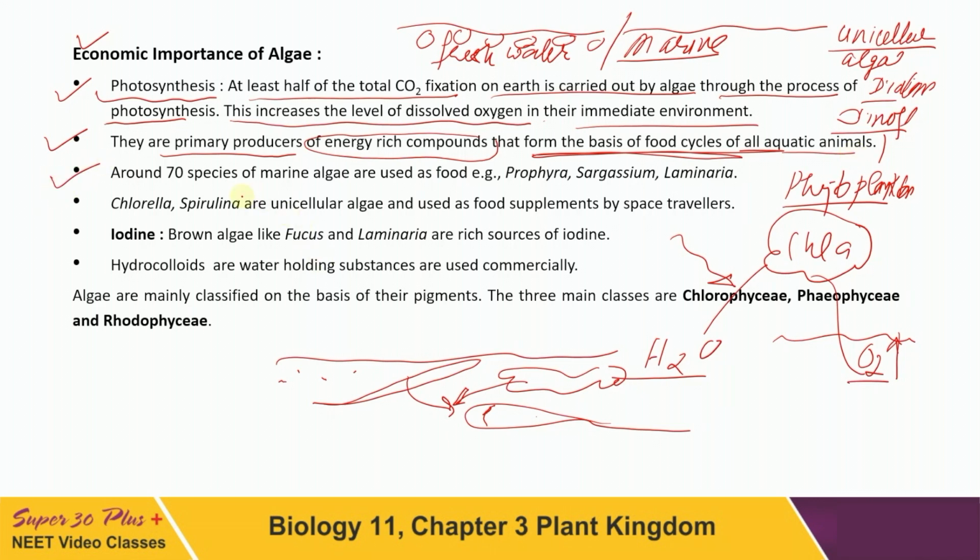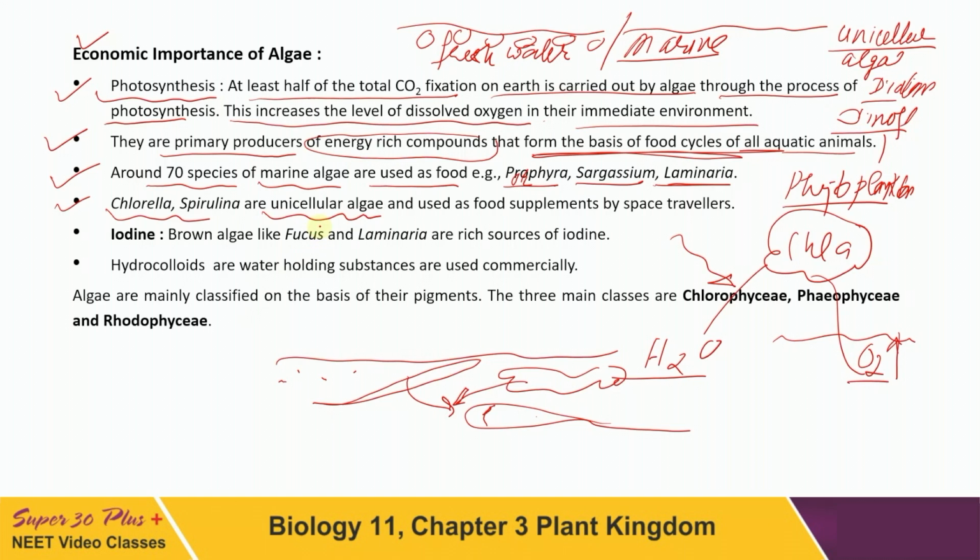Around 70 species of marine algae are consumed as food by humans. These are rich in protein. For example, this is Porphyra, spelling you have to correct, Porphyra. This is Sargassum, this is Laminaria. All these are multicellular algae, and are being consumed by humans as a rich source of food. Chlorella and Spirulina are known as unicellular algae.